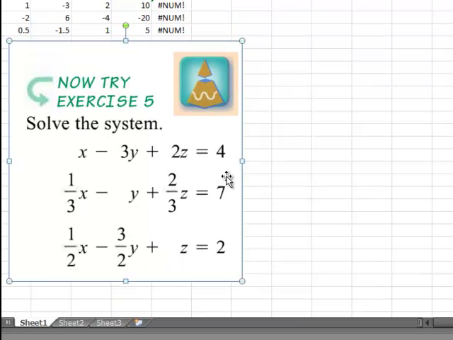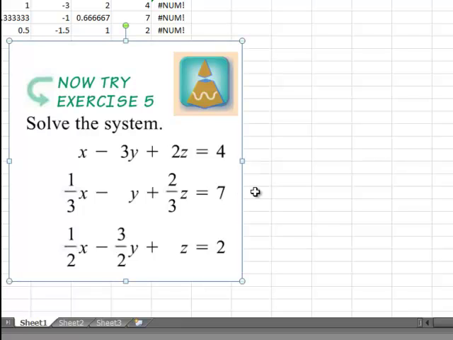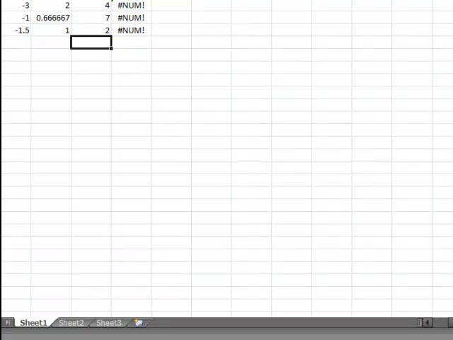Okay, let's try this one. 1, negative 3, 2, 4. I'm going to multiply the middle equation by 3, so that I suppose I could do equals 1/3 in that first one. Negative 1 equals 2/3 for that one. 7. And then 0.5, negative 1.5, 1, 2. Regardless, you still get no solution for this one. And I believe that's all of them.